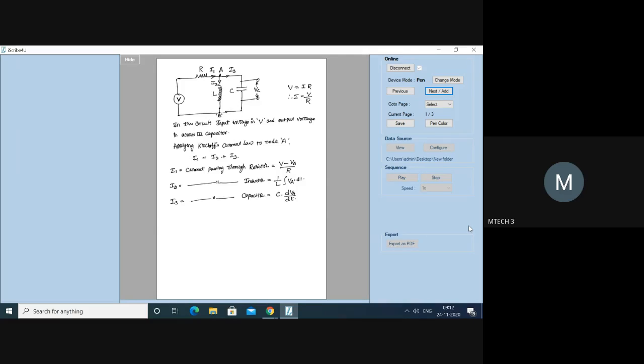Okay, right. Therefore, all of you substitute into the above equation. I1 is V minus VA by R, I2 is 1 by L integral VA dt, plus I3 is C into dVA by dt.